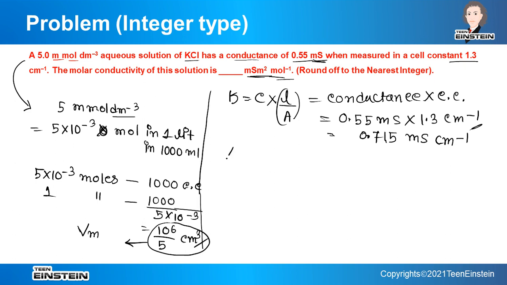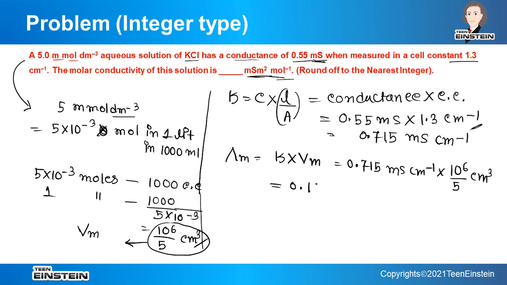Now we know kappa and the molar volume, so we can easily find the molar conductivity, because molar conductivity Λm equals kappa into molar volume. Kappa is 0.715 millisiemens centimeter inverse, and molar volume is 10 to the power 6 divided by 5 centimeter cube. So it will be 0.143 multiplied by 10 to the power 6 millisiemens centimeter inverse centimeter cube, which ultimately is centimeter square. Molar volume is centimeter cube per mole, so you can write per mole. The unit is millisiemens centimeter square per mole.